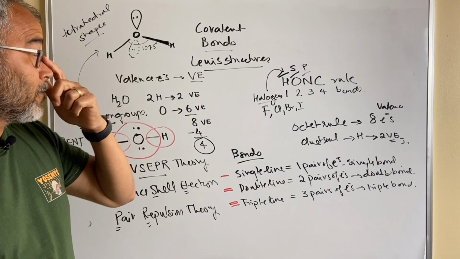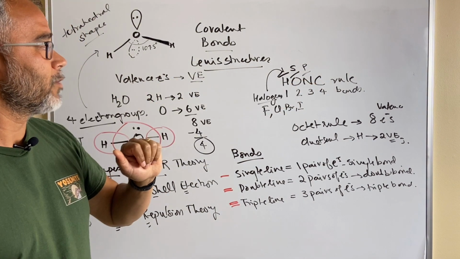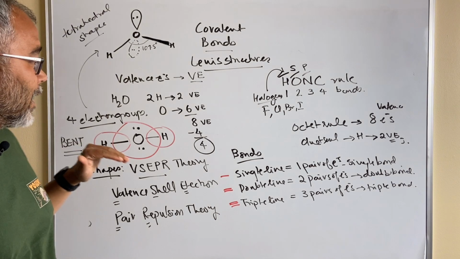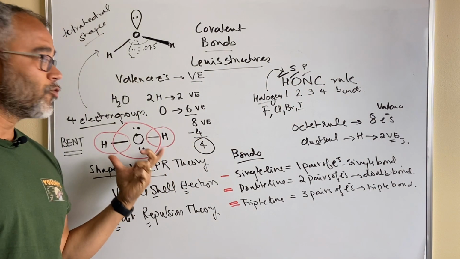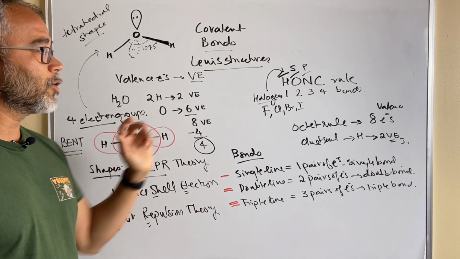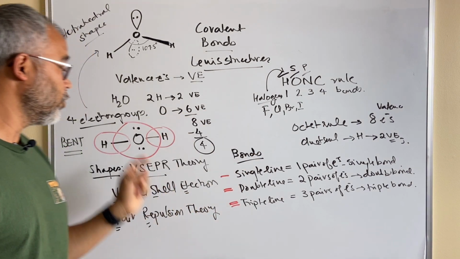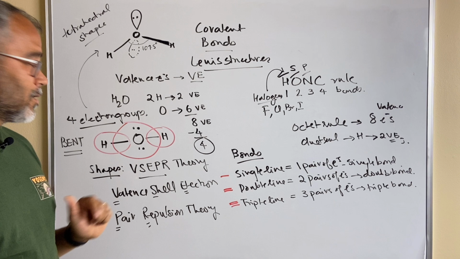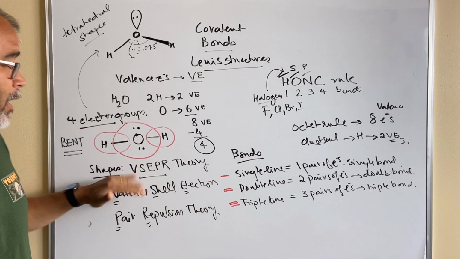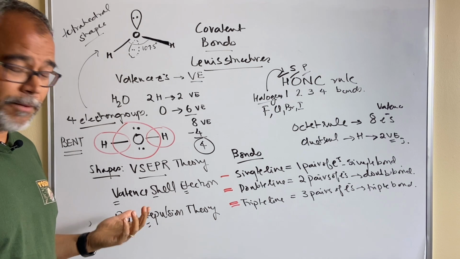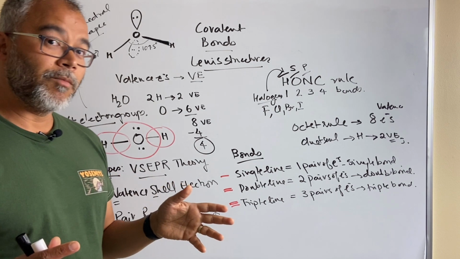Okay, so to summarize all of this, remember you start with the honk 1, 2, 3, 4 rule, then you count the valence electrons, then you use the rule as a guide to draw a structure, and then you go to the octet rule and the duet rule to fill up the electrons in the structure. Then you switch to VSEPR theory to be able to predict the shape. Okay, let's take a look at a couple more examples.